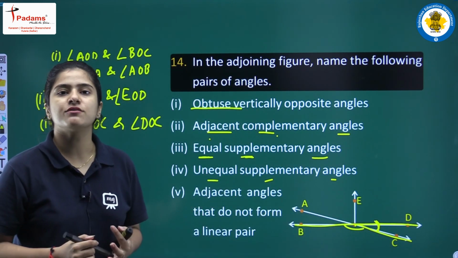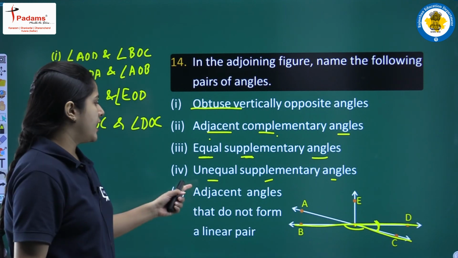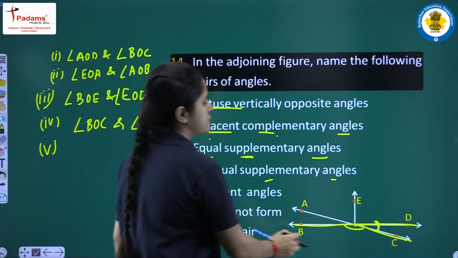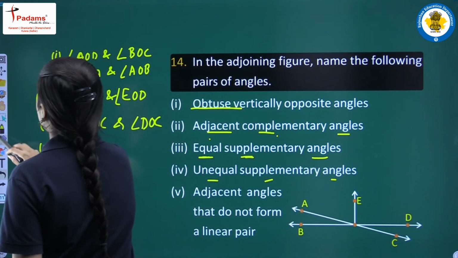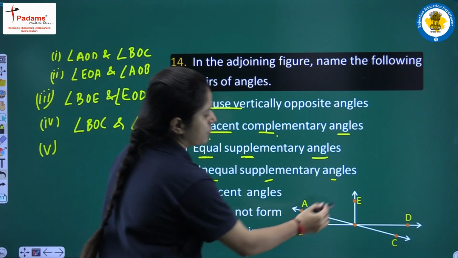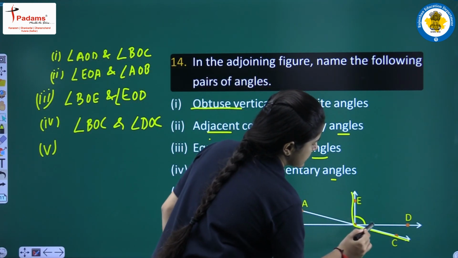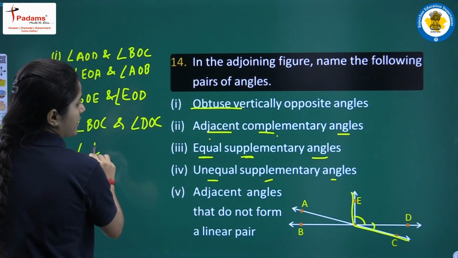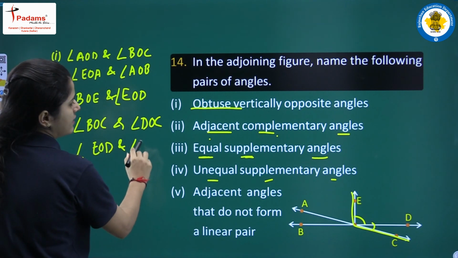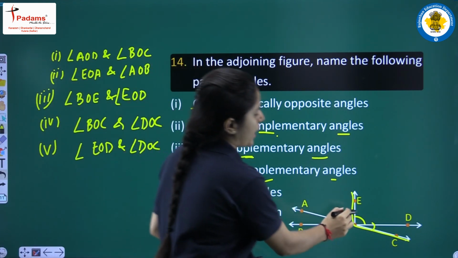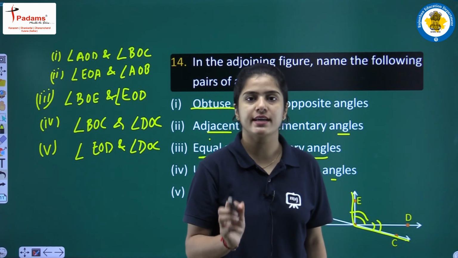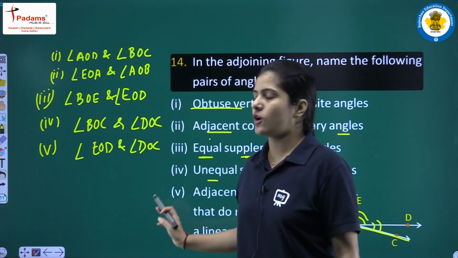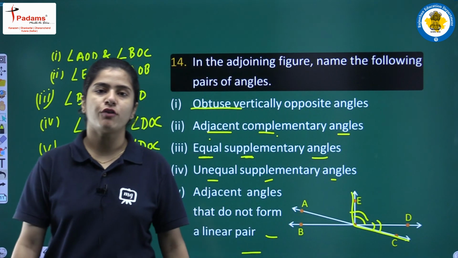Looking at the last part of this exercise, part 5: adjacent angles that do not form a linear pair. So we have to write the adjacent angles that are not forming a linear pair. First, these two angles are adjacent angles but they are not forming a linear pair. That is angle EOD and angle DOC. These two angles are adjacent as they have a common vertex and a common arm, but they are not forming a linear pair.